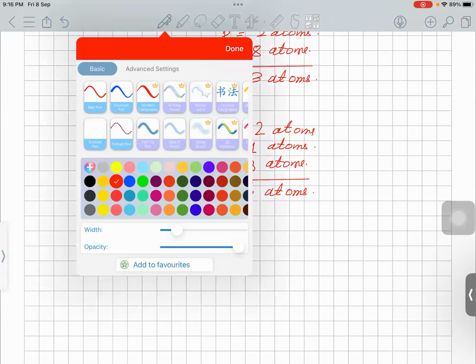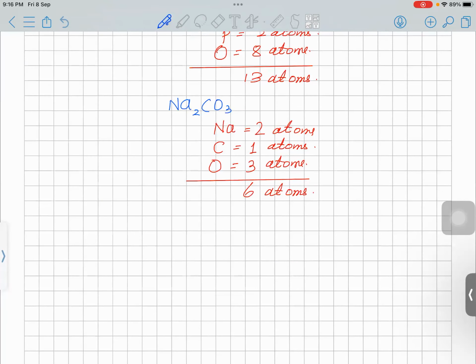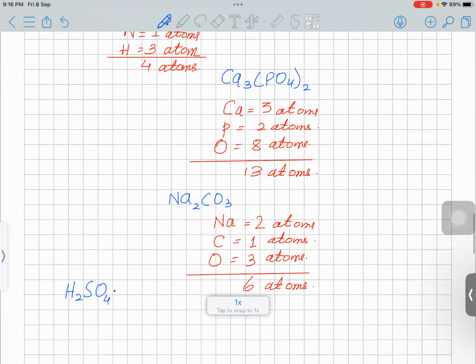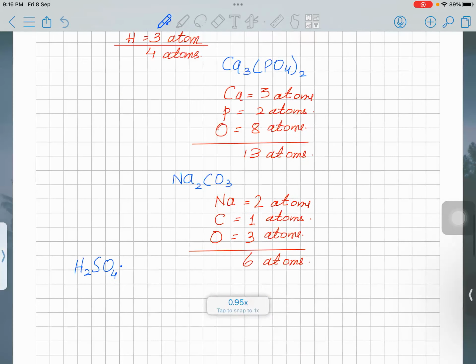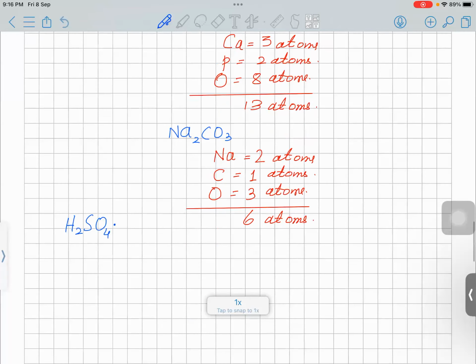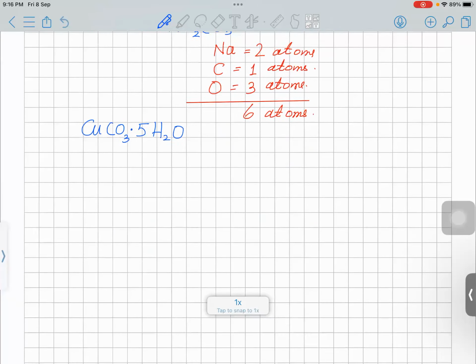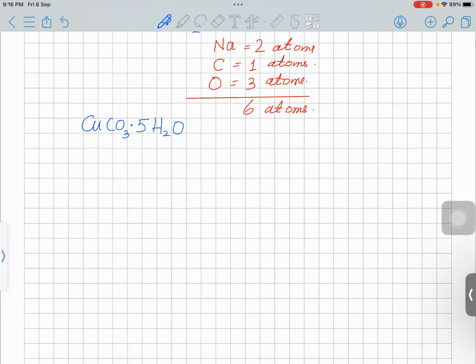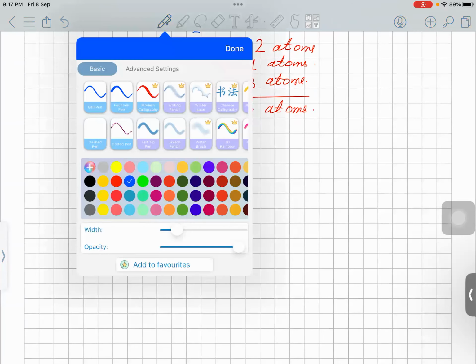Next question is H2SO4. Yes, H2SO4. We have done H2SO4. So next is copper carbonate dot 5H2O. This is a hydrated salt. Now Saad, it's your turn.